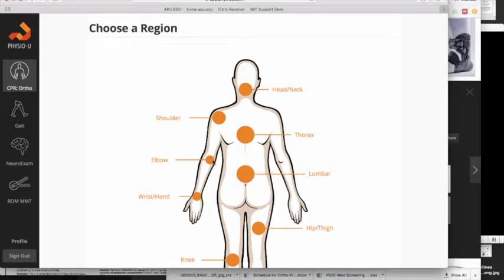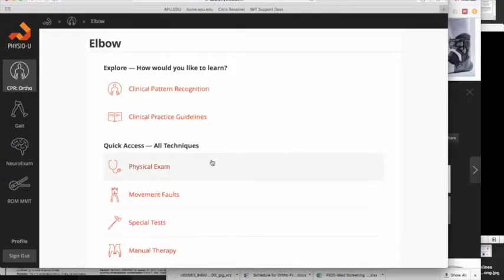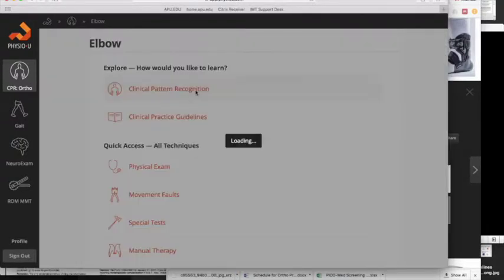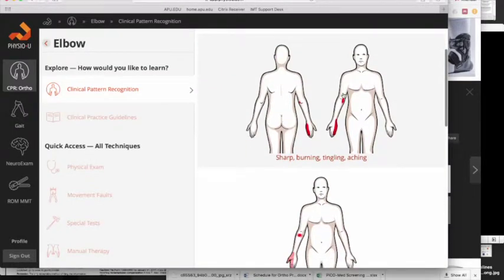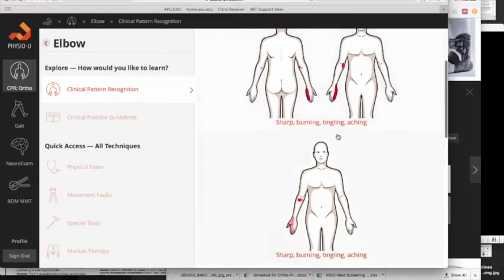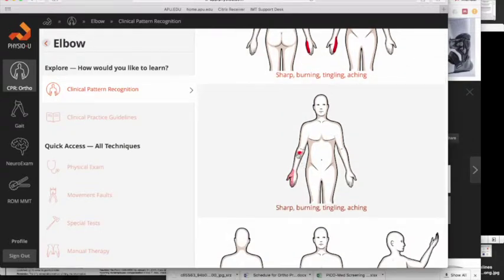Okay, we are talking about elbow pain this week. So we'll go to clinical pattern recognition and look at the pain patterns. Okay, so some sharp tingling pain. This is ulnar-sided pain. Oh, here is some forearm pain, elbow pain with radiating hand and forearm pain. Okay, so sharp, burning, tingling, aching.